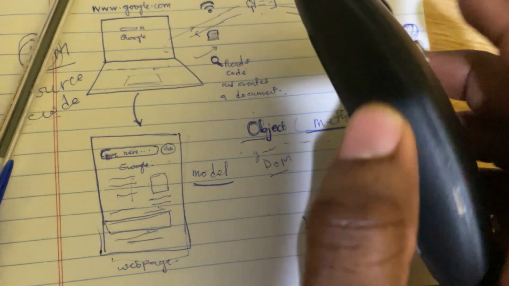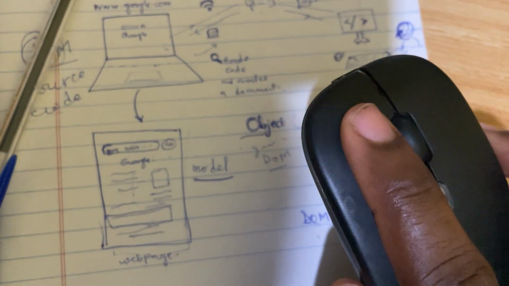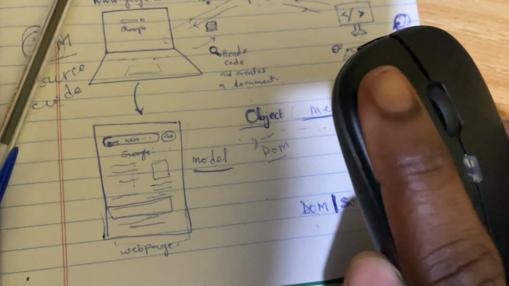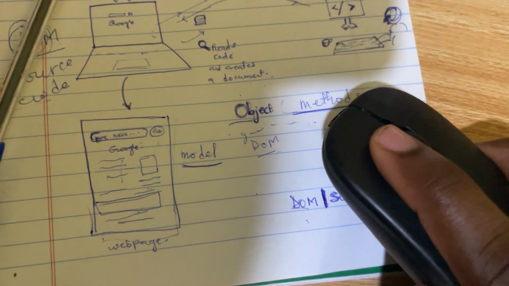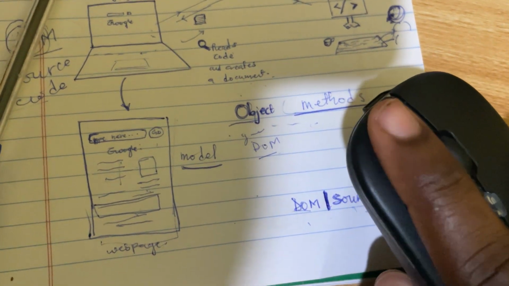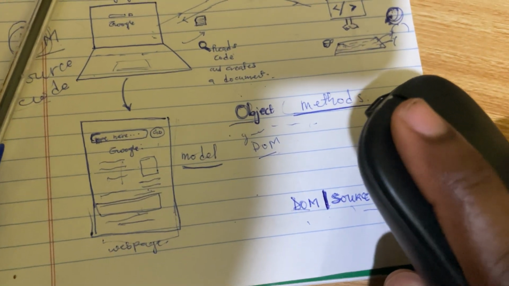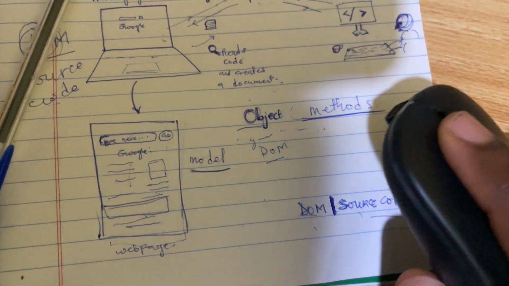Now since that is an object, let's understand this concept. Let's take a look at this mouse. This mouse is an object. It has some features: a left click and a right click and a scroll wheel, some other buttons too on it. So these are the features of this mouse object. When we click this, it does something, and that functionality we can describe as what? A method of doing something.